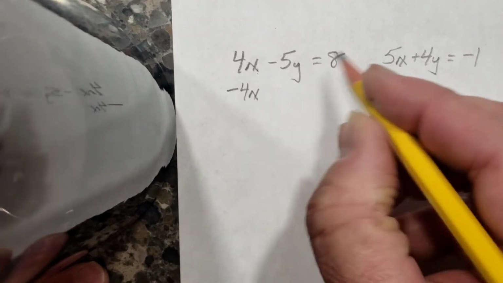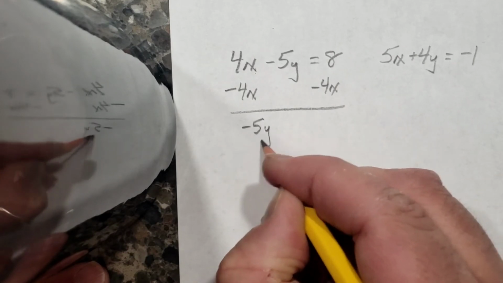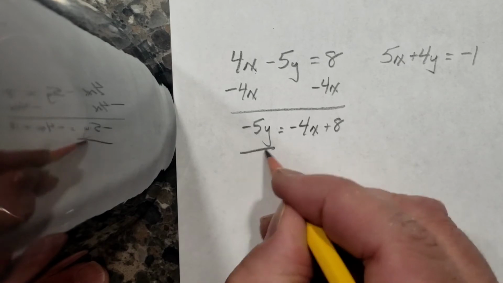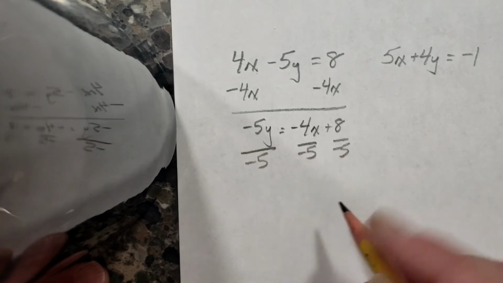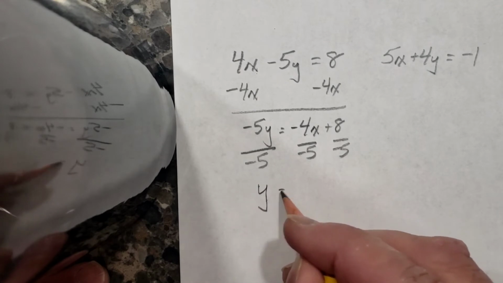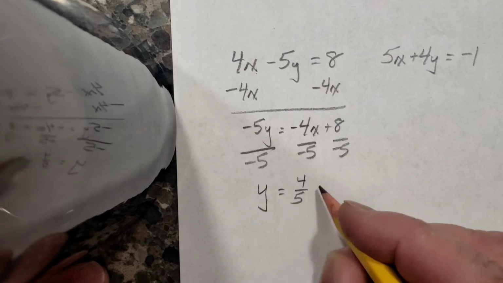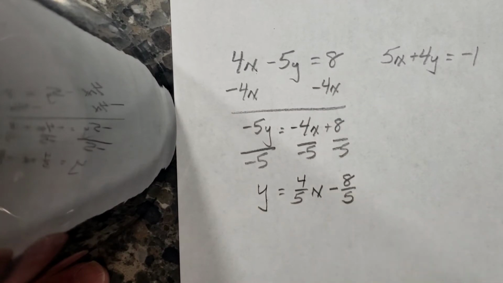So we subtract 4x: negative 5y equals negative 4x plus 8. Divide every term, don't forget every term, by negative 5. Y equals 4/5, negative divided by a negative is a positive, x minus 8 over 5.